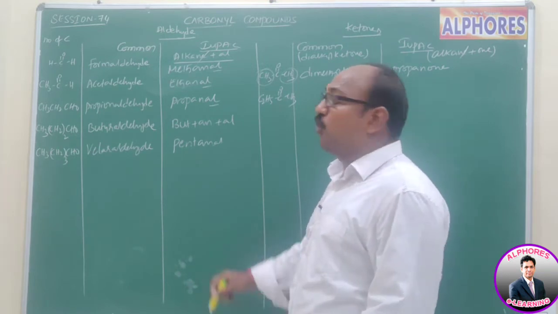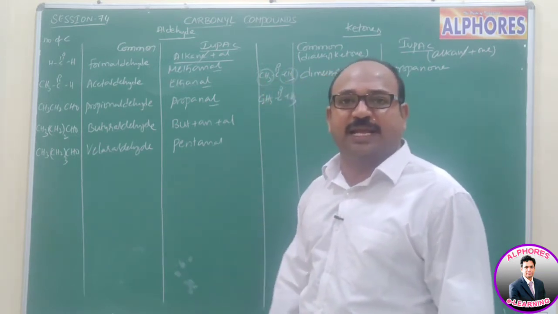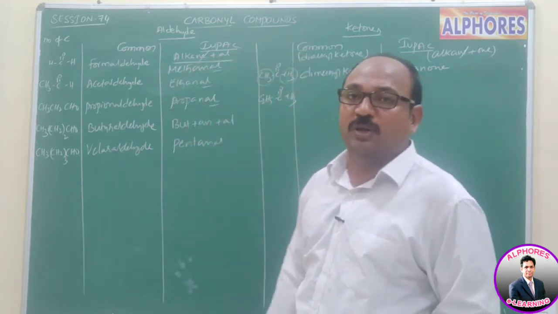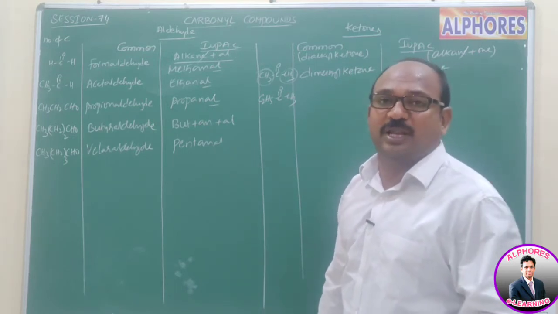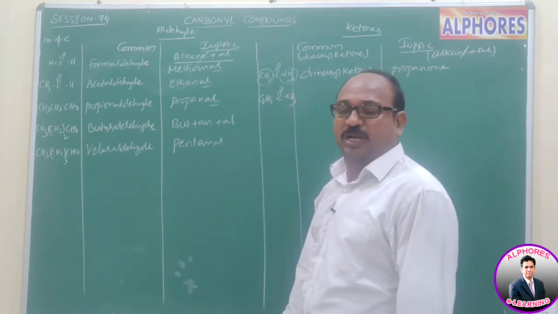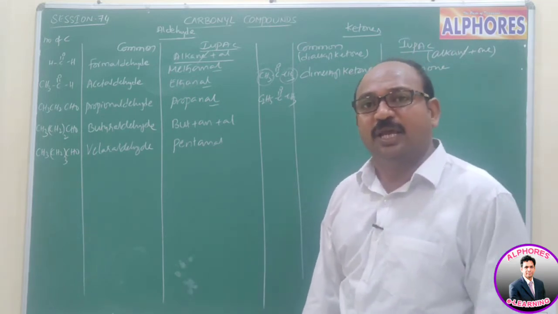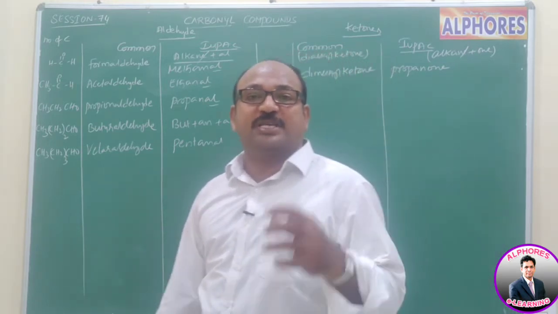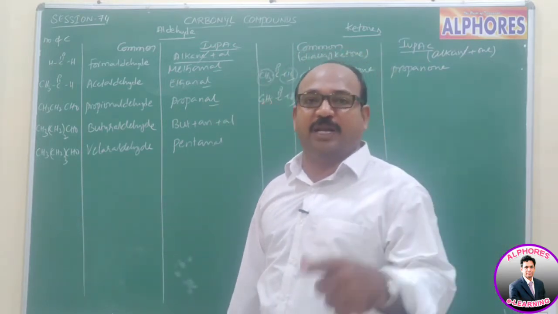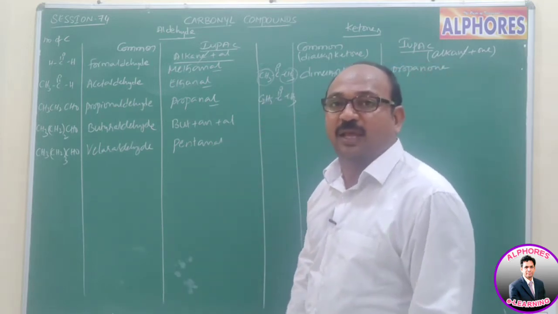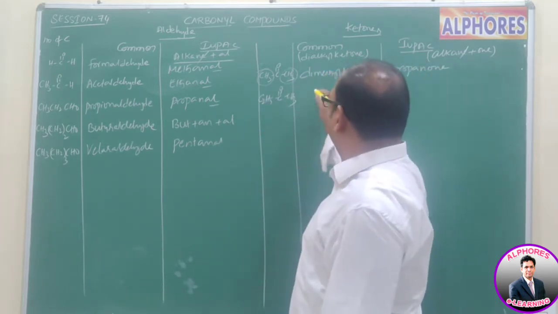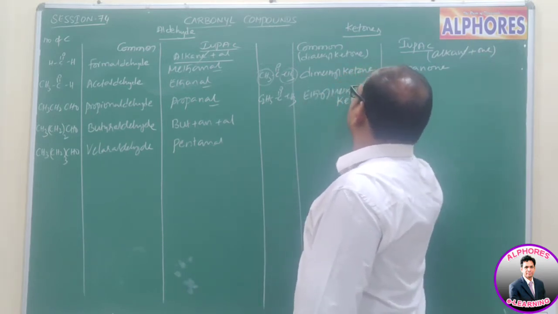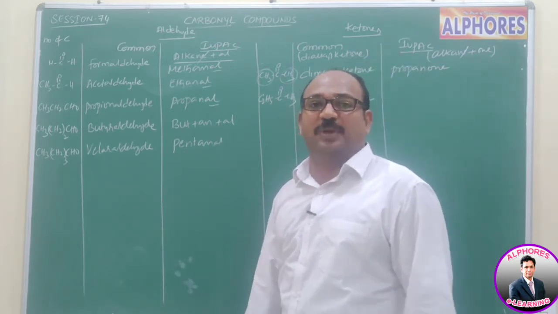If both are the same alkyl group, then we call it a symmetrical ketone, just like symmetrical ethers. If both are not the same alkyl group, then we call it an unsymmetrical ketone. In the case of unsymmetrical ketones, what will be the name? The alkyl group which comes first in alphabetical order, first ethyl comes. That's why its name is ethyl methyl ketone.